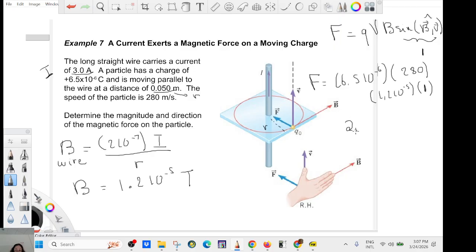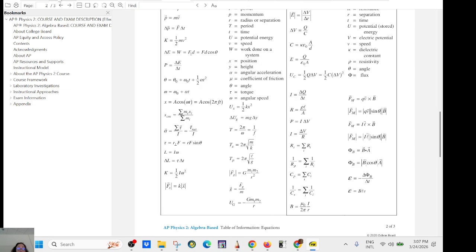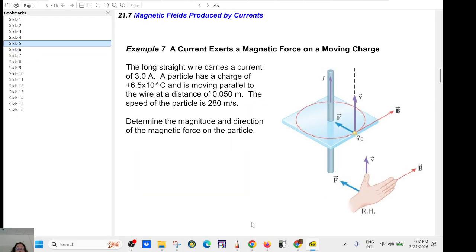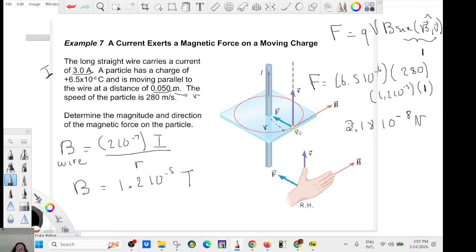Very good. 2.18 times 10 to the negative 8. 8 or 7? I found maybe it's 8. To the 8? 2.18, okay, times 10, so it's 8. 2.18 times 10 to the negative 8. Any question?